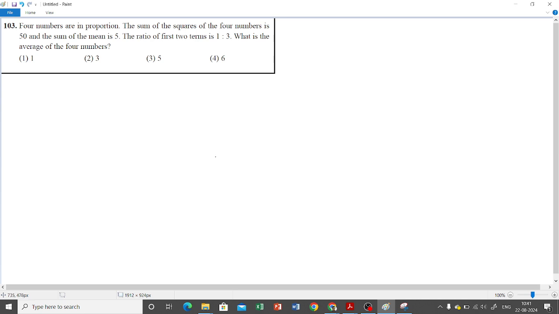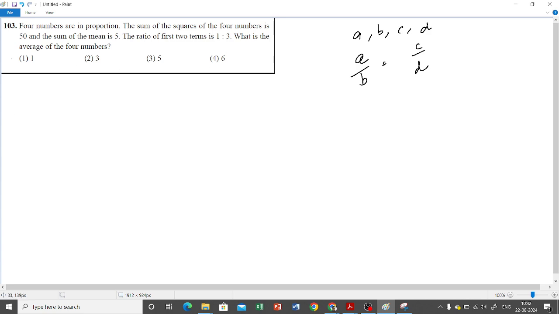Four numbers are in proportion, ঠিক আছে, চারটে নাম্বার proportion. Okay, so what is the meaning of proportion? Say for example a, b, c, d, these are the four numbers. So proportion means what? A by b is equal to c by d. This is called proportion. The sum of the squares of the four numbers is 50 and the sum of the means is 5. The ratio of the first two terms is 1:3. What is the average of the four numbers?